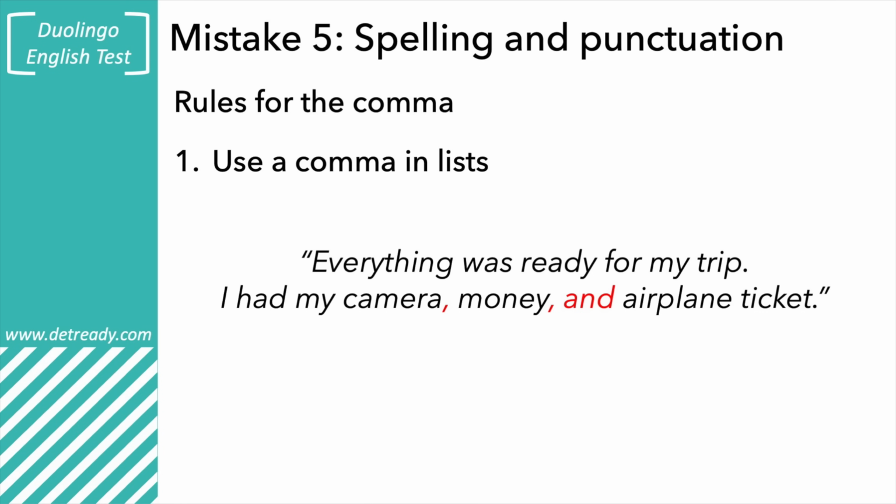For example, everything was ready for my trip. I had my camera, money, and airplane ticket. So when you're writing out a list, it's important to use a comma to separate the items, but there is a little bit of confusion.